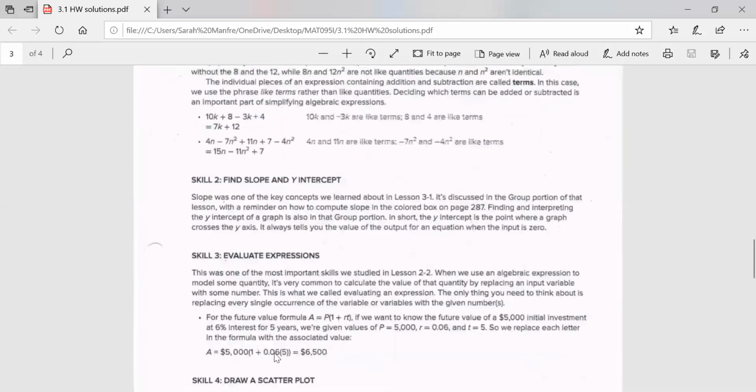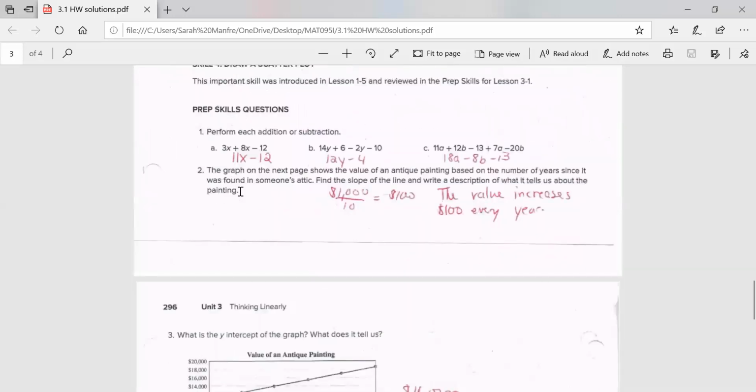All right, moving on to the prep skills. We have the answers here. For question number 1, it's combining like terms. So 3x and 8x made 11x. I just kept the minus 12. 14y and minus 2y, be careful of that minus, is 12y, and then 6 minus 10 is negative 4. You've got to be careful of those negatives.